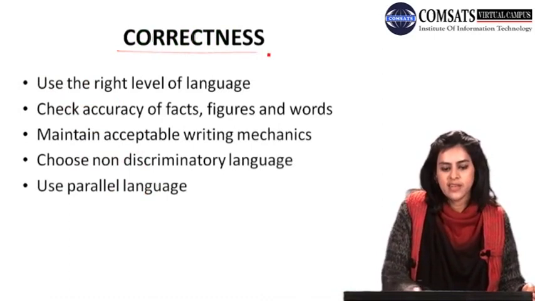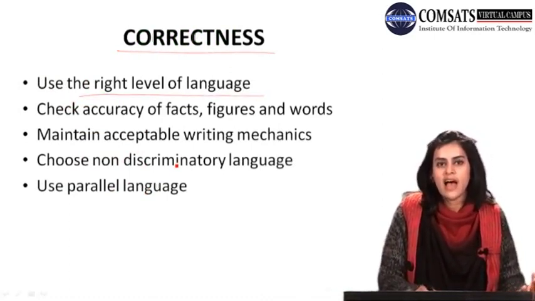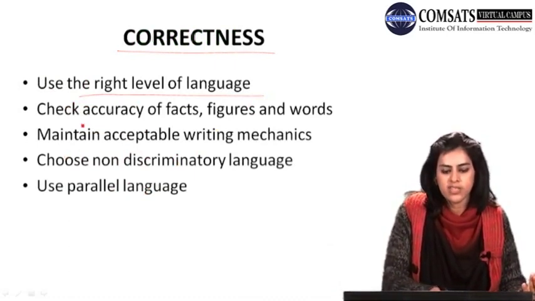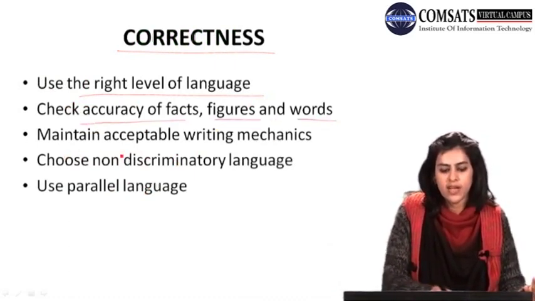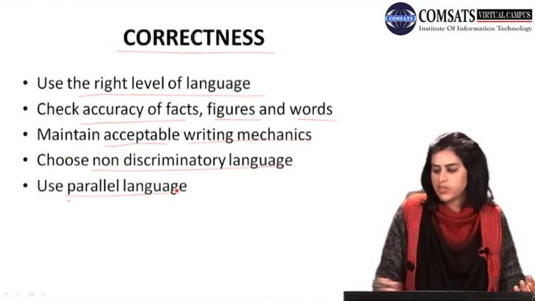Correctness, the next thing: use the right level of language. Your language should be correct grammatically, and accuracy of facts, figures and words should be there. Maintain acceptable writing mechanics. Choose non-discriminatory language, as I have told you already, and use parallel language that goes hand in hand with each other.